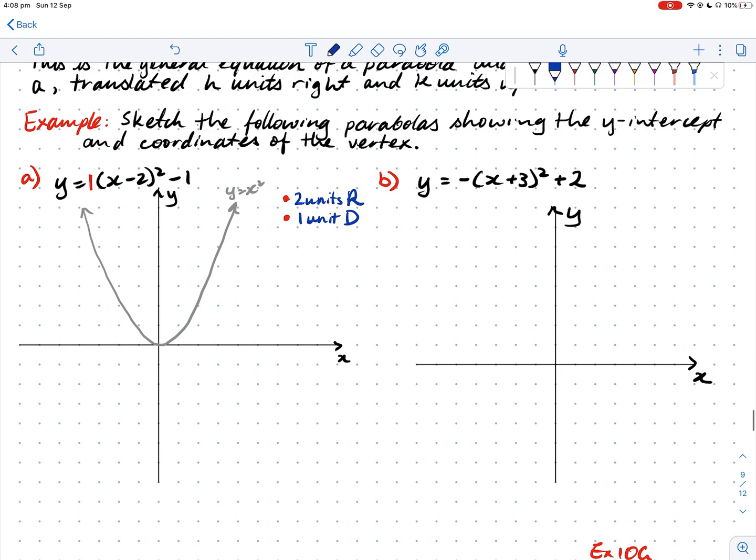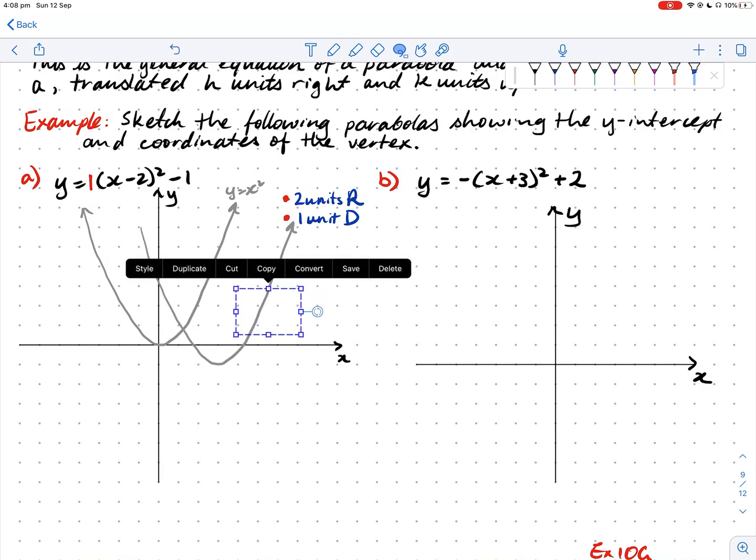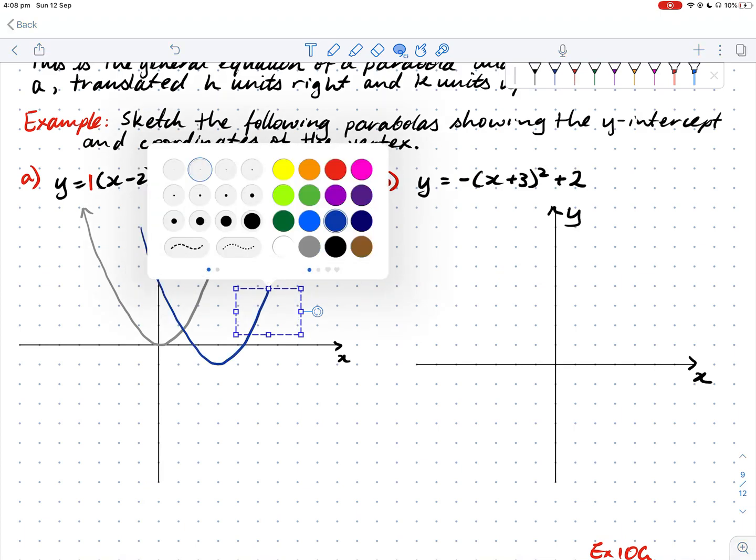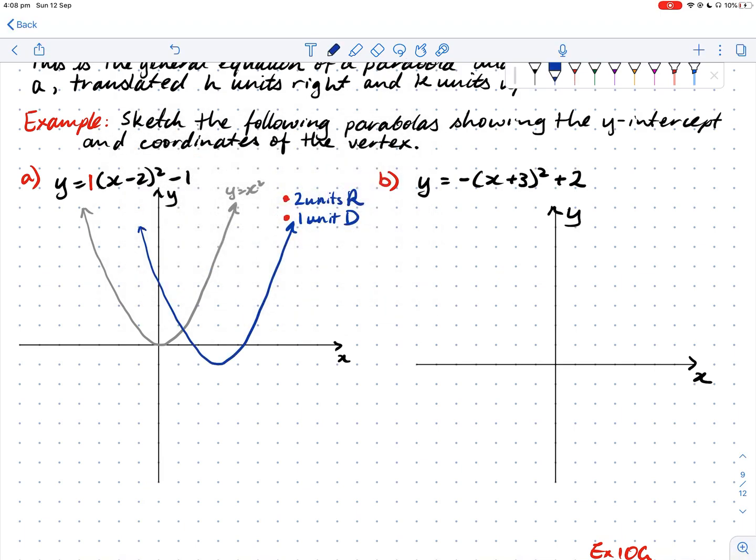So what's going to happen to this parabola is we're going to take it, copy, paste. We're going to take this parabola, go 2 units to the right and 1 unit down. And that's where our final parabola is going to lie. So this is going to be the graph of y equals x minus 2 squared minus 1. We needed to find the y-intercept. To find the y-intercept, we make x equal to 0. So then we've got negative 2 squared, which is 4, minus 1, which is 3. So this value is going to be 3.